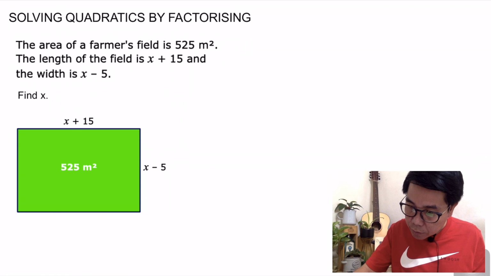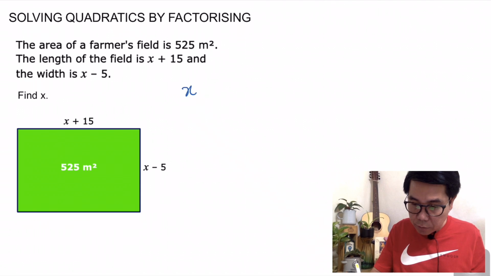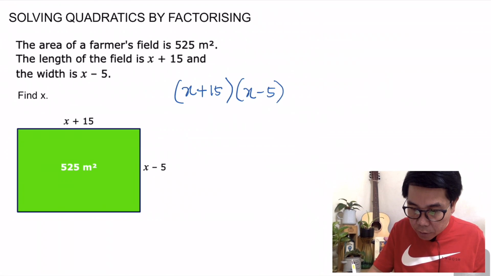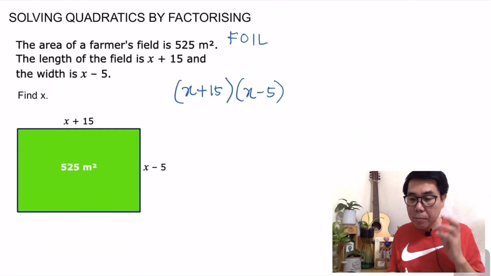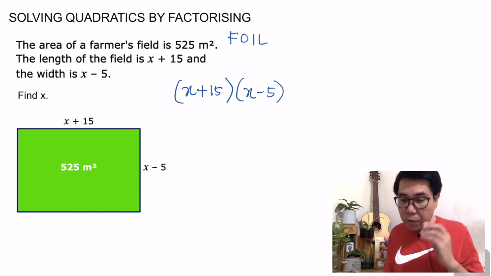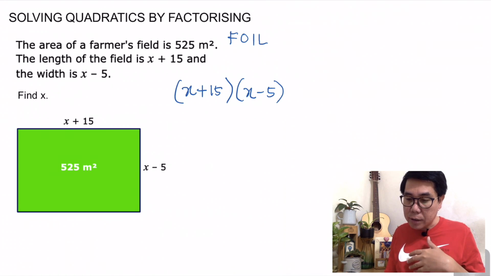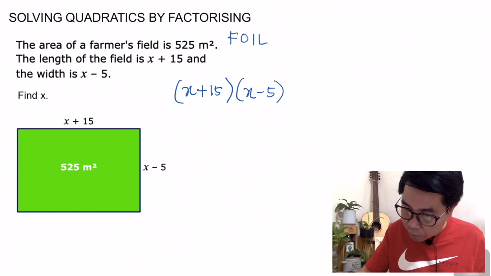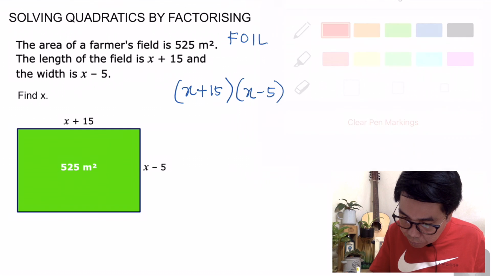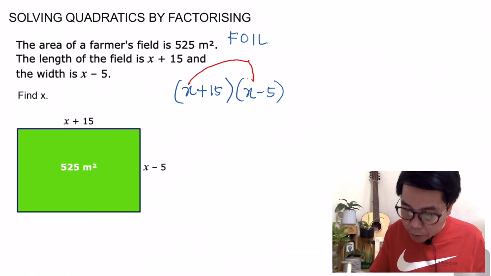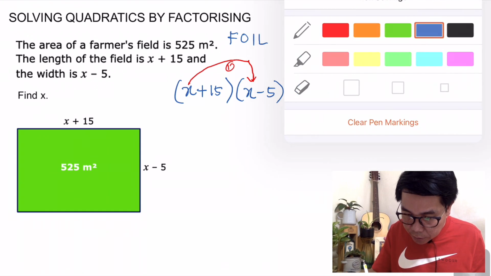So we have x plus 15 times x minus 5. We have to recall the FOIL, or we will use FOIL. FOIL is, first we have to multiply the first, and then O is for the outside, and then inside, and then the last. So first we have this one, number 1. So we have x times x is x squared.